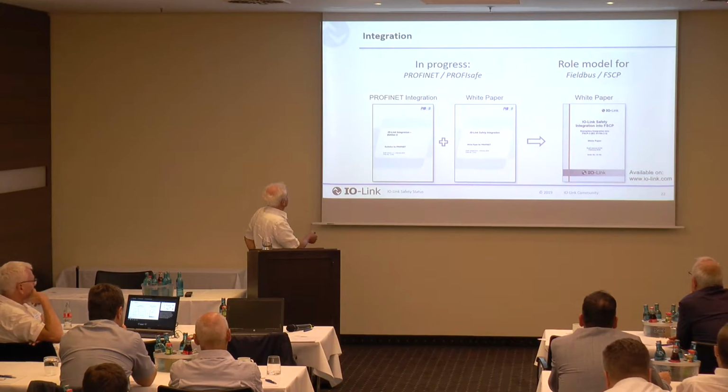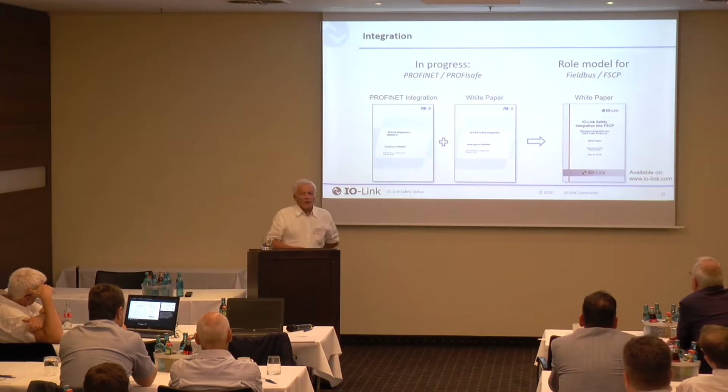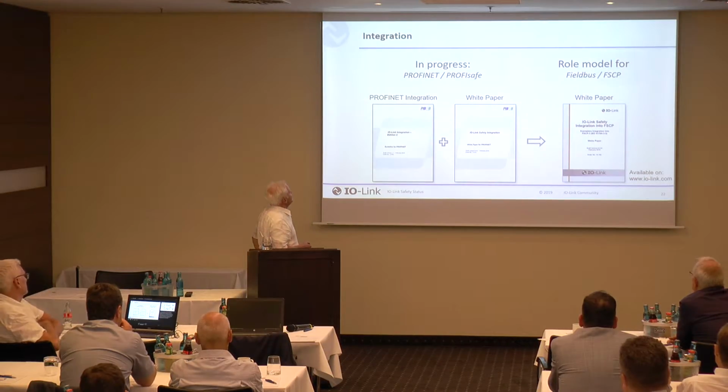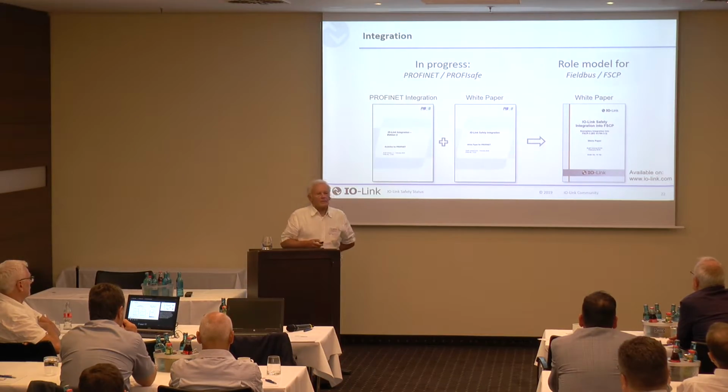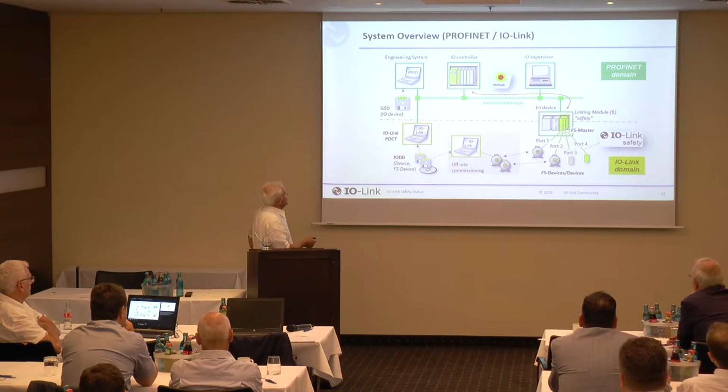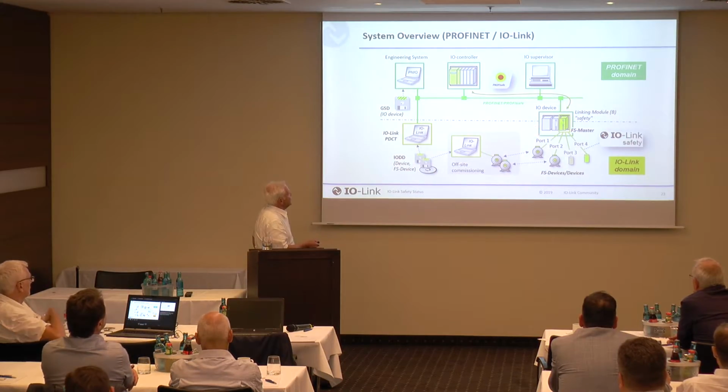Once this is finalized, then we want to integrate this white paper for IO-Link safety into this Profinet integration paper. We extracted from this a neutralized paper that can be a role model for all the other FSCPs. This is how it works. Here you have the ProfiSafe down to the so-called linking module in the integration paper, and from here we have the IO-Link safety on top.